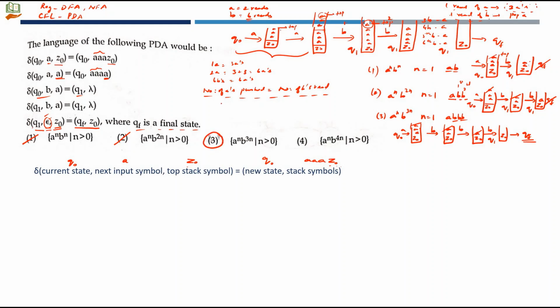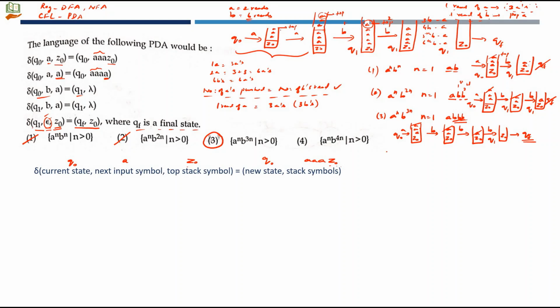Now just check this. The number of A's pushed will be equal to the number of B's read. How many A's are actually pushed here? For one read of A, we are pushing 3 A's. When I say there are 3 A's pushed, it means it is the number of B's that are read. So do we have 3 B's here? Yes. So this particular condition is satisfied only in option number 3.